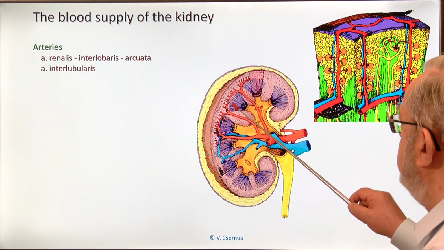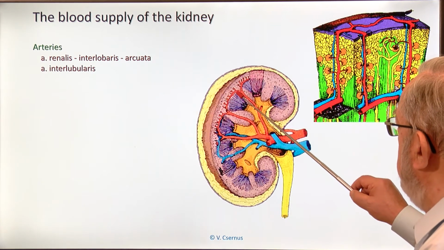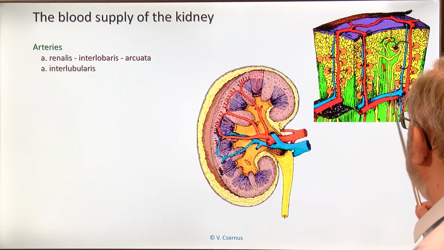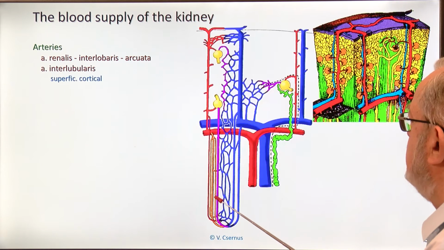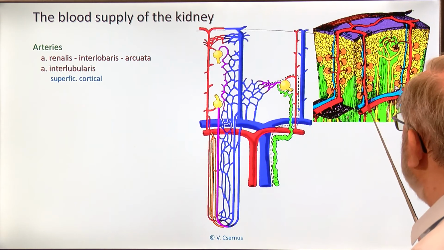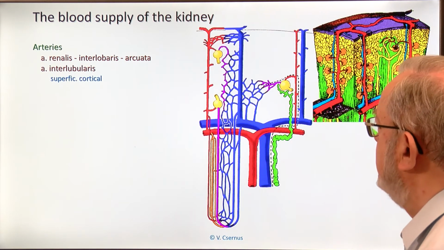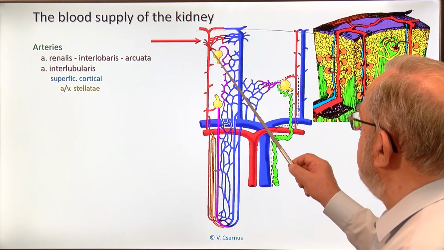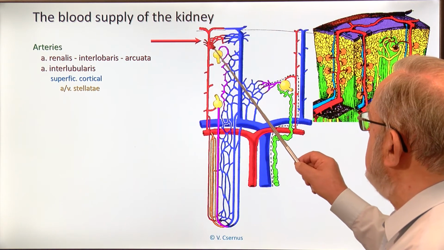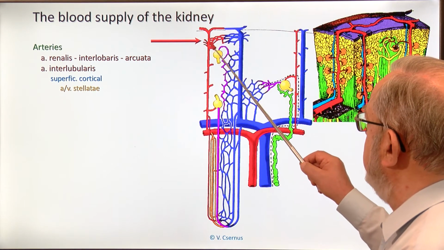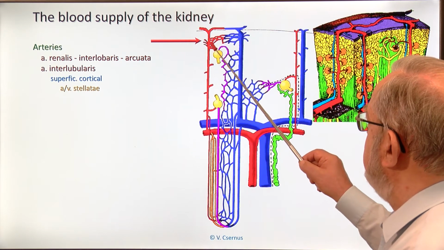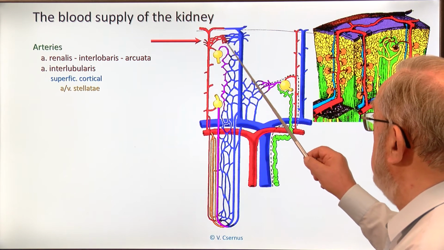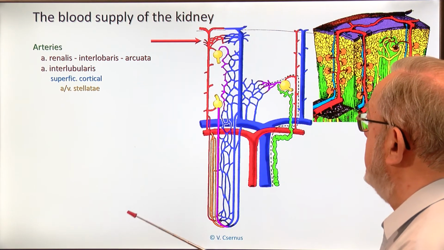These are the arcuate arteries. And from the arcuate arteries, short arteries go straight up to the cortex, and these are the interlobular arteries. You can see them enlarged in this picture. These interlobular arteries behave in slightly different ways. Superficially in the cortex, we have star-like branches of the arteries. This is what we name the stellate arteries. They are not connected to Malpighian corpuscles, they just supply the surface.